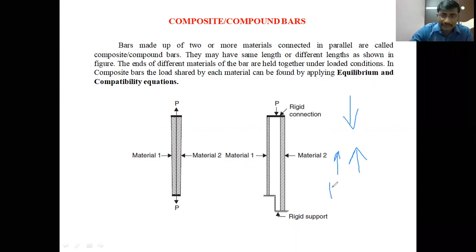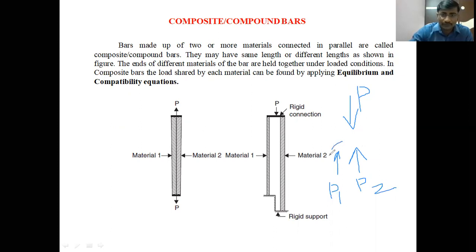Let us call this P1, the load shared by the first material, and P2, the load shared by the second material. So the total load applied on the materials is P. From sigma Fy equal to 0, all the forces acting in the upward direction must be equal to all the forces acting in the downward direction.